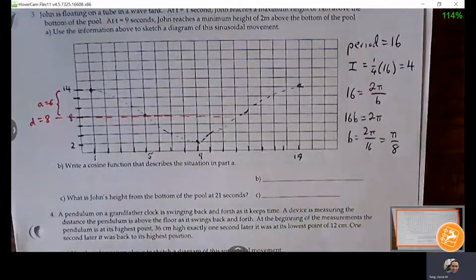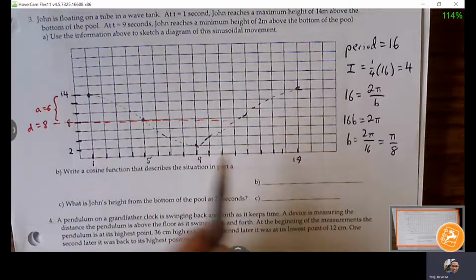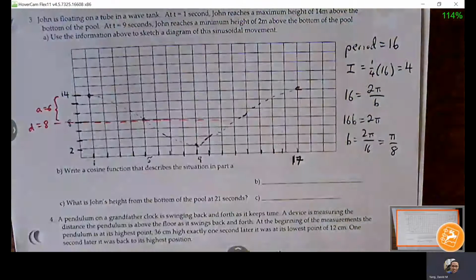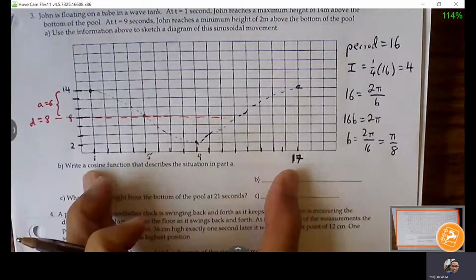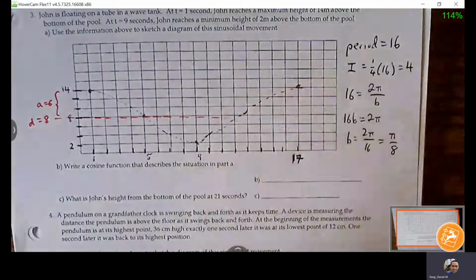What number does it say? Oh, this is 17. Yeah, so there's my full period. 17 minus 1 is 16. Didn't have to graph it all the way, just wanted to kind of see it.